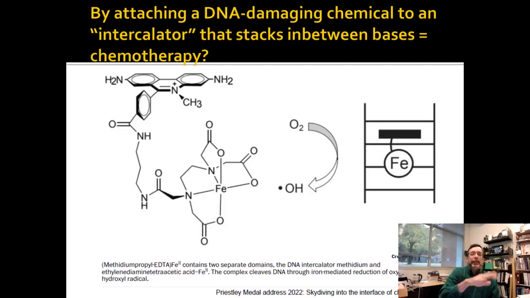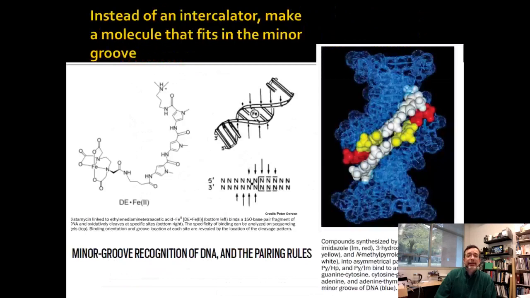And so this is an example of where you use a molecule like that, and then you attach an iron group to it, an iron 2 atom, that will create a lot of oxygen radicals. So this will go to a place between two rungs in the DNA, and this will produce a bunch of oxygen radicals, which will break the strands. And you can actually see this working in the lab. So that's not too specific. That's not a very specific agent.